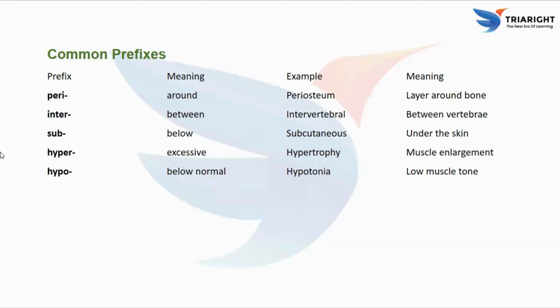And the last prefix is hypo. Hypo means not enough or low. It is below normal. What is the example? Hypotonia. Tonia means a tone. So it's a low muscle tone. So this is about the prefixes of the musculoskeletal system.